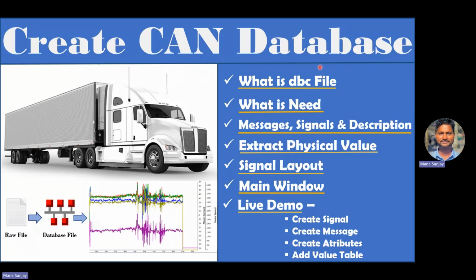When we talk about the CAN database file, what is a DBC file actually? Why is it needed? What are the different elements like messages, signals and value description? How can you extract the physical value from the raw CAN frame? What are the signal layouts, how do they look? What is the main window? And then we'll jump to the live demo.